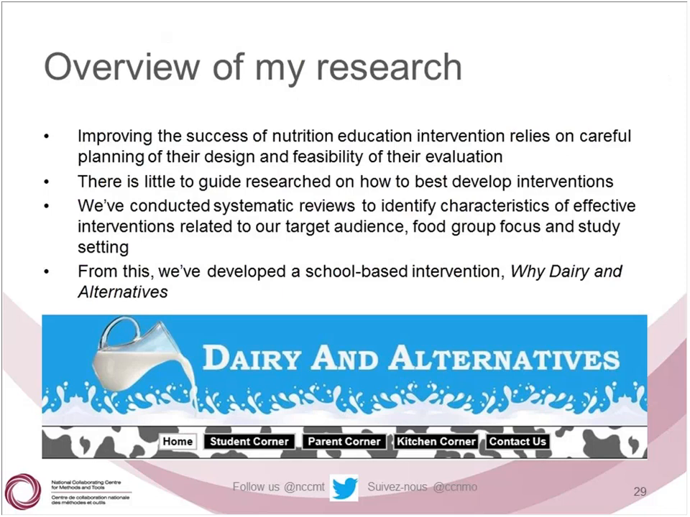Improving the success of nutrition education interventions relies on careful planning of their design and feasibility of their evaluation. But in comparison to the literature that exists on how to evaluate interventions, there's little to actually guide researchers on how to best develop interventions that are practical, logical, and evidence-based. So as part of the process to develop our own nutrition intervention, we conducted systematic reviews to identify characteristics of effective interventions related to our target audience, the food group we were focusing on, and the study setting, which was in schools.